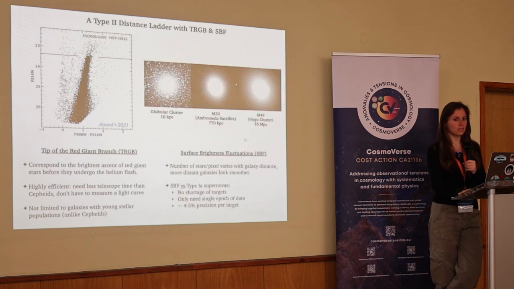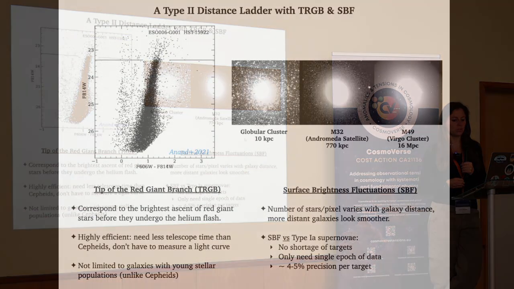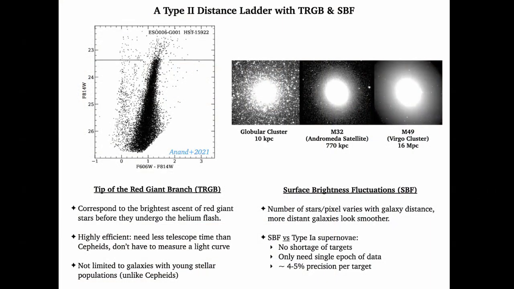And then on the second and third rank, to replace the supernovae, they're using surface brightness fluctuations. Here's an example of 3 different systems. The first one is really close, and then they're further away. And basically, the number of stars per pixel is varying. And the further away you go, the more distant galaxies look smoother. And we're using that as a distance indicator. Again, compared to type 1a supernovae, it's much more efficient because only one epoch, only one observation, and you get your measurement.